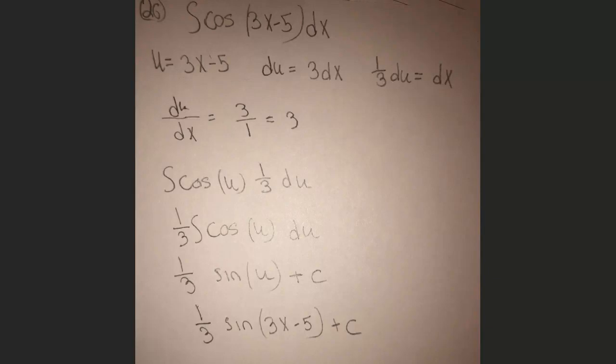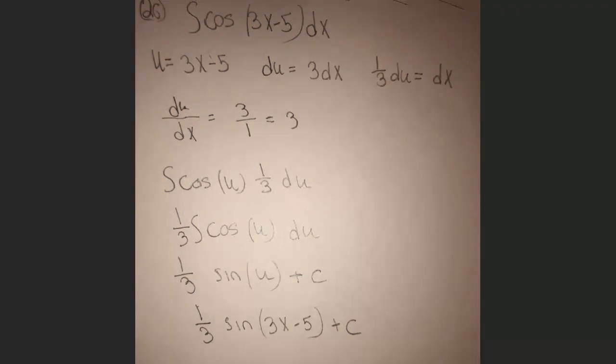Integral of cosine 3x minus 5 dx. So let u equal 3x minus 5, and the derivative of 3x minus 5 is 3. So du equals 3 dx. So 1/3 du equals dx. In order to find du over dx, I did 3 divided by 1, which is 3.